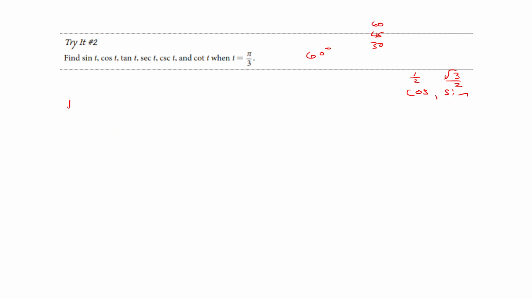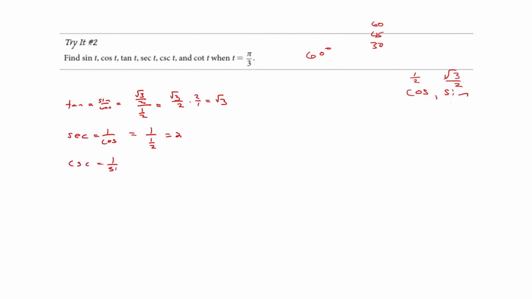From there I can find everything else. Tangent is sine over cosine. So that's radical 3 over 2 divided by 1/2. I'm going to keep, change, flip this. I'll show you this one. Tangent's radical 3. Okay, let's do secant. Secant is 1 over cosine. So if cosine was 1/2, I've got 1 over 1/2. It'll flip upside down and become 2.